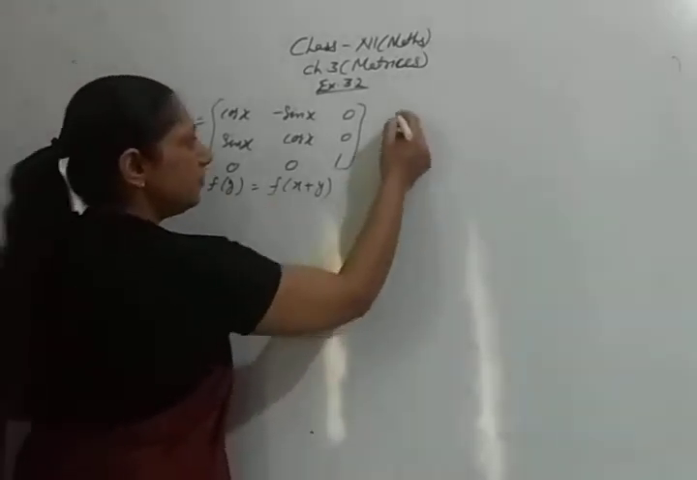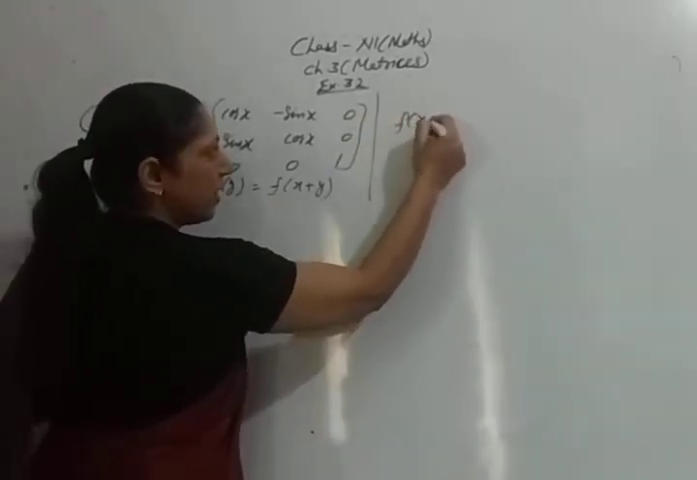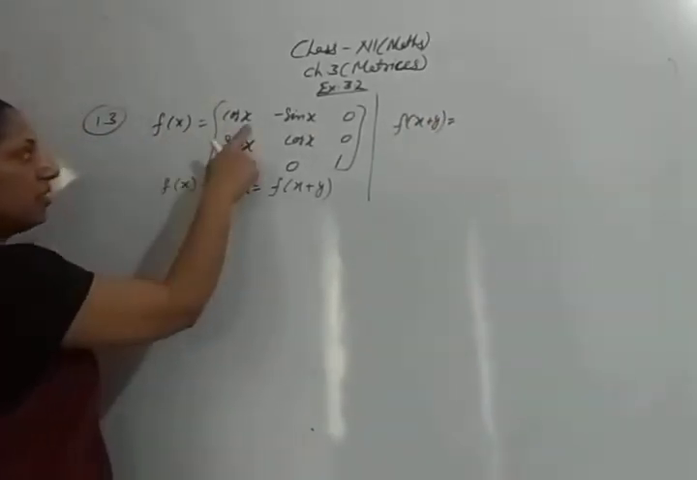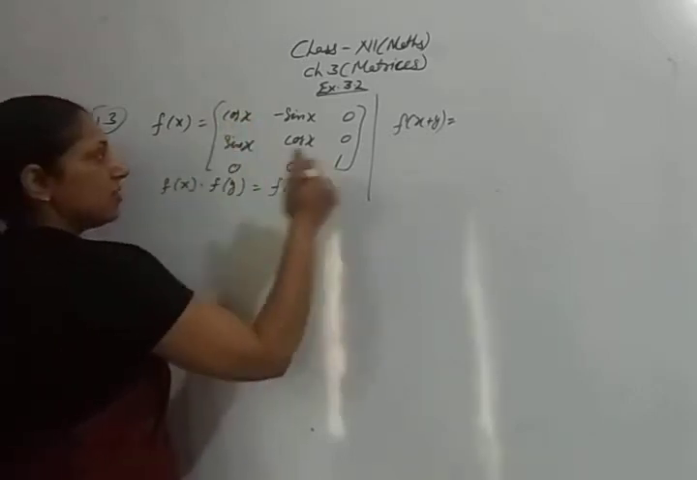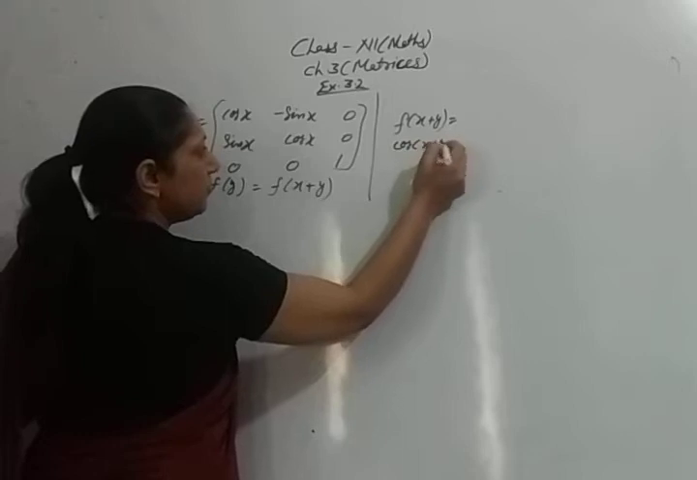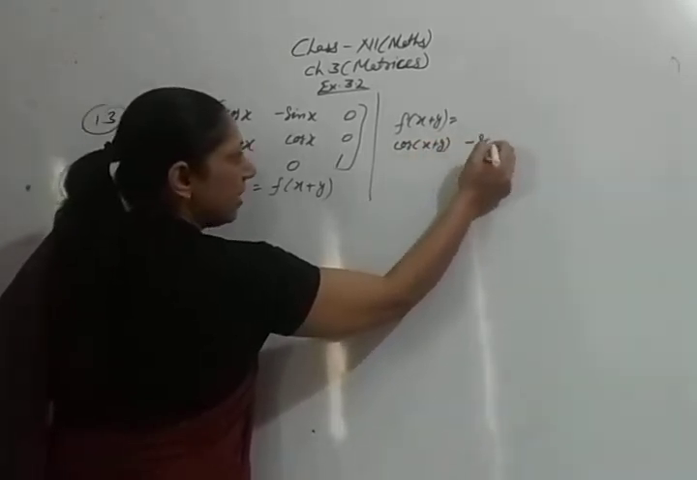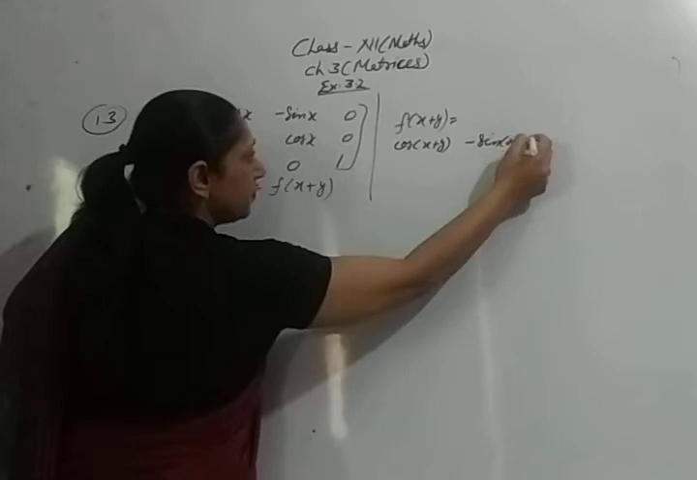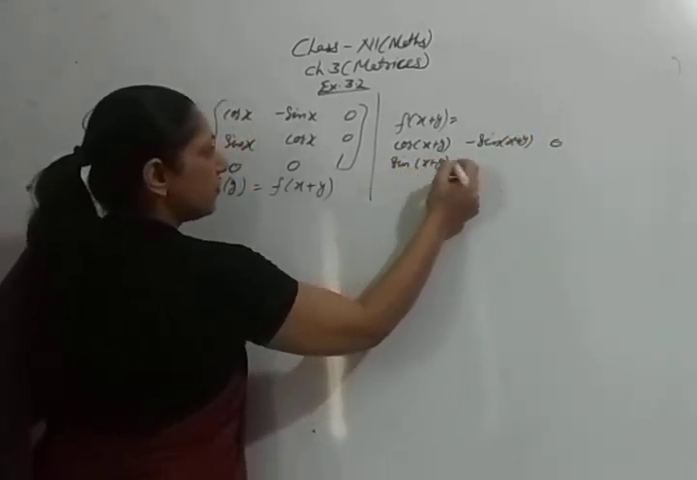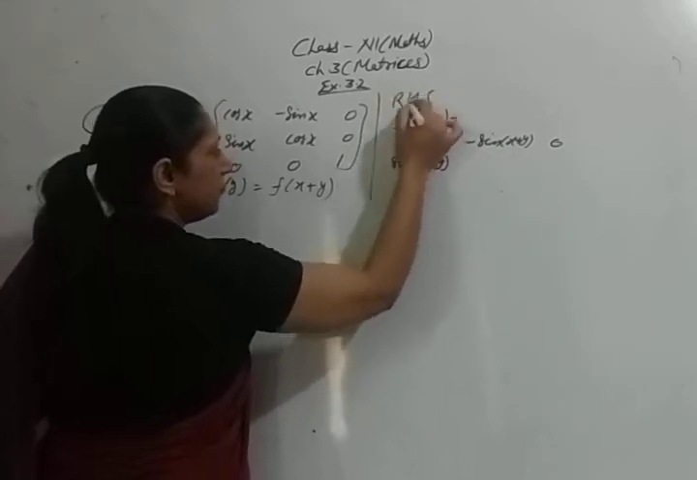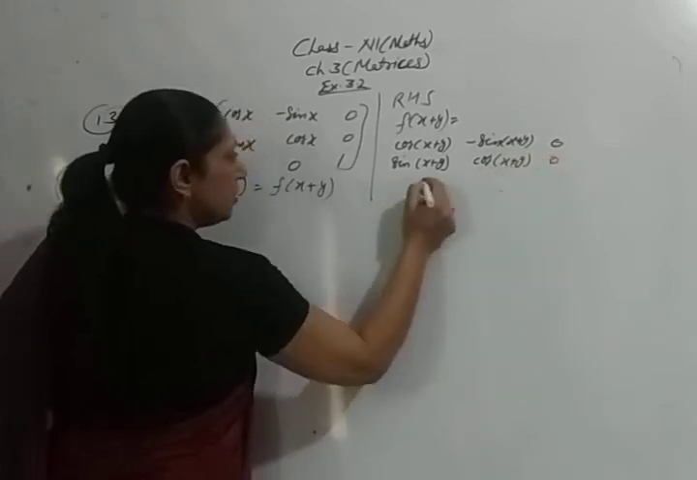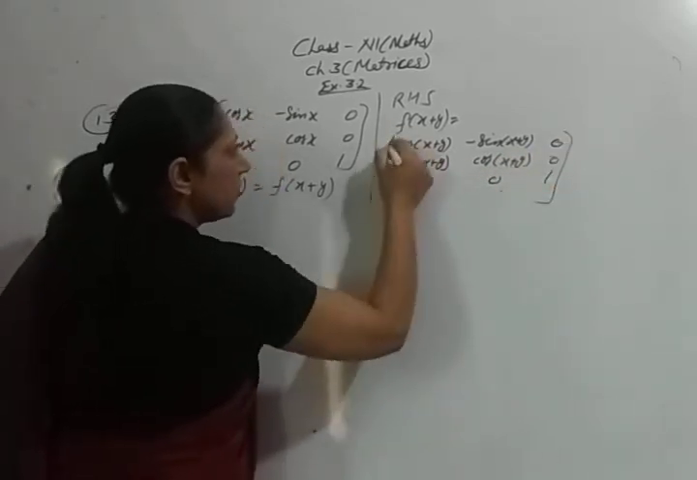Now the right side is f(x plus y). It means we have to put x plus y in place of x. So our matrix is [cos(x plus y), minus sin(x plus y), 0; sin(x plus y), cos(x plus y), 0; 0, 0, 1]. This is our right side.